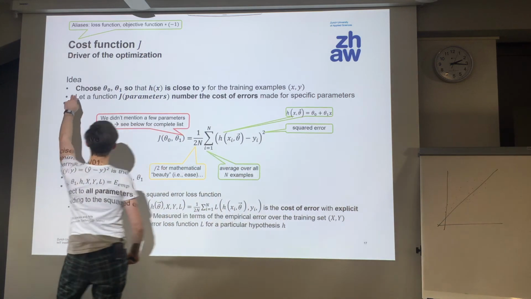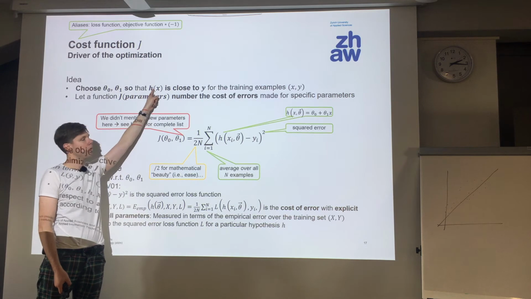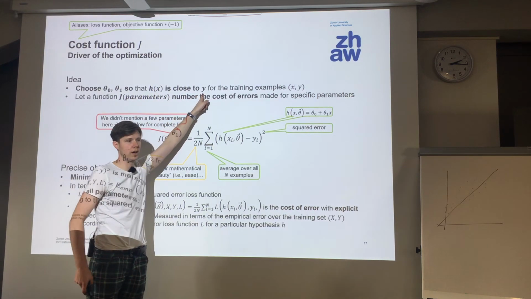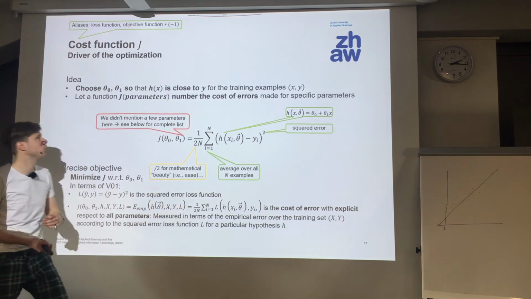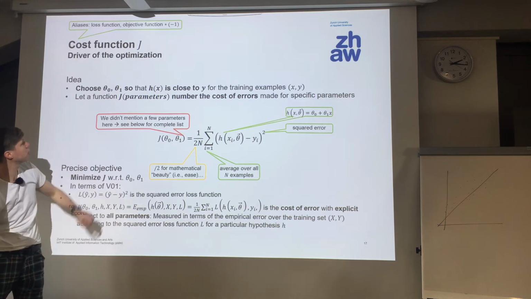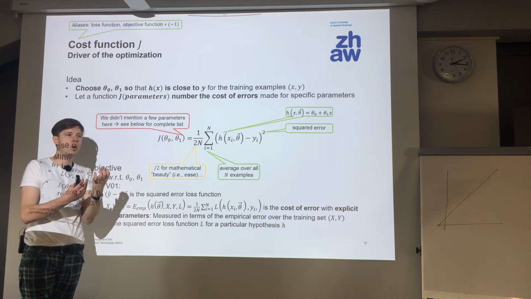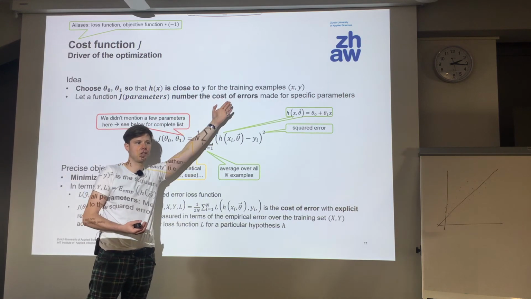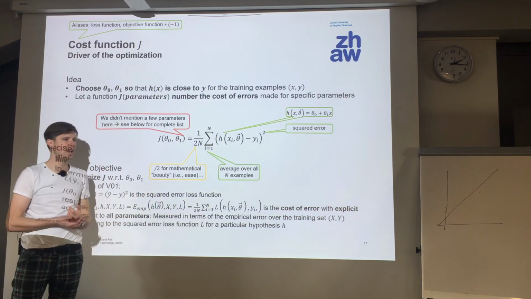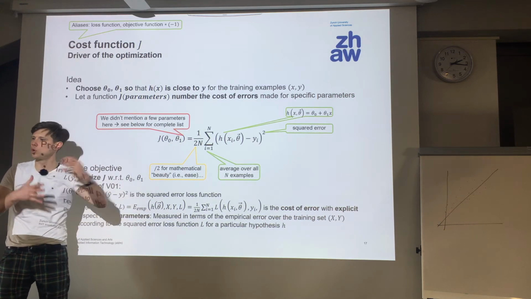So our task is to choose these 2 parameters so that the results of our hypothesis function for specific inputs are close to the correct y. This is what we talked about last week. How do we do that? We define that secondary function, this cost function, that is a function of the parameters, and somehow quantifies the cost of errors that we make. I say here the cost of errors, not how many errors we have, because it might be that some errors are more expensive than others.